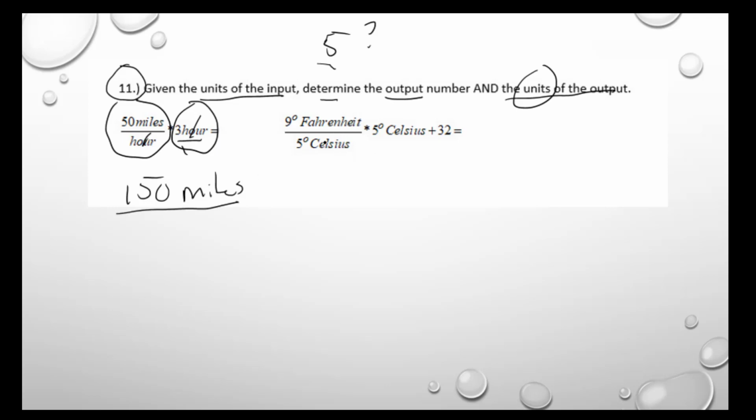This one here is a conversion. 5 divided by 5, or Celsius divided by Celsius, because this is over 1. It's always in the numerator unless it's expressed differently. Cancel. So I'm left with Fahrenheit. Also, the 5's cancel. So I'm left with 9 plus 32 for the numbers, which is 41. 41 what? Degrees Fahrenheit. Take a close look at those.